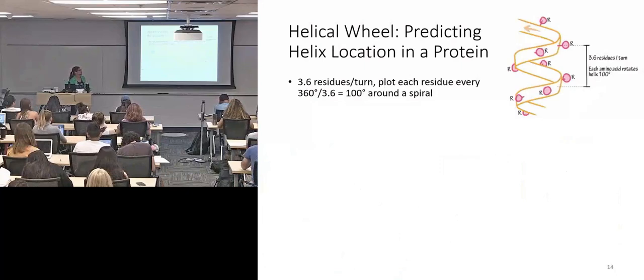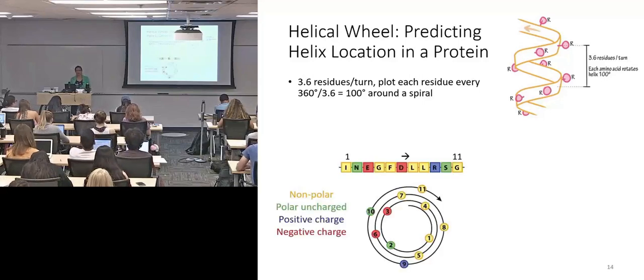Okay, so 3.6 residues per turn. If you plot each residue every 100 degrees, you can assemble a spiral. So this was our helical wheel. The value of a helical wheel for us is in the title. It's predicting a helix location in a protein. The reason we care about building a helical wheel is so that we could figure out where this helix is within a protein, and then possibly what function it has based on where it's located.